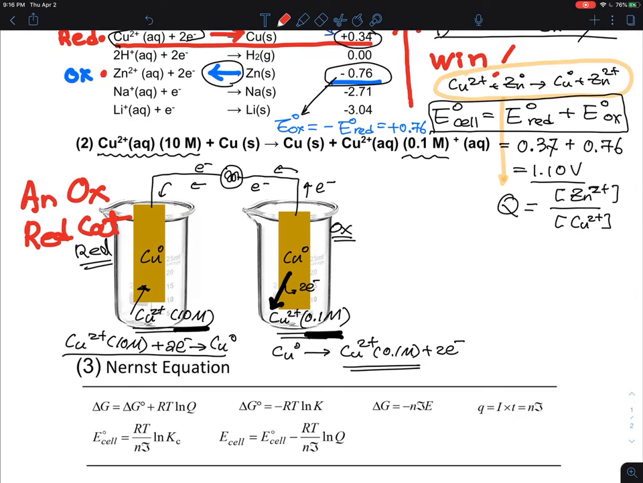Anyway, okay. I'm going to write the reduction reaction, which is the cathode side. So this is a reduction. So this is actually the cathode side.